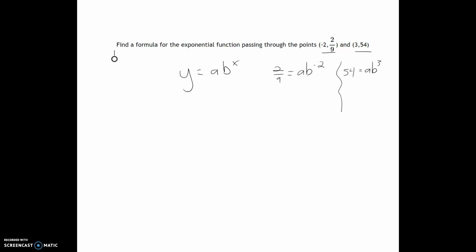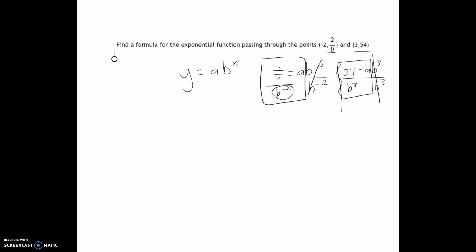So what we do is we need to solve each of these equations for a, and then we'll have a representation for a. We could try to do it for b, but it's a lot easier for a. So if I just divide both sides on this one by b to the -2, I know what a is equal to in terms of b. And if I divide this one by the b term as well, then I also know what a equals in terms of b, but they're the same a, right? So a has to be 2/9 over b to the -2.